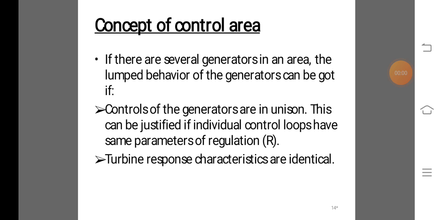Let us see the concept of control area. The control area concerns interconnected operation of power systems for economy and continuity of power supply. The power systems are interconnected, and for the interconnected operation, incremental efficiency for fuel cost is considered.